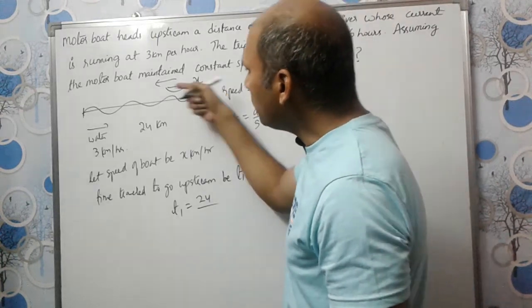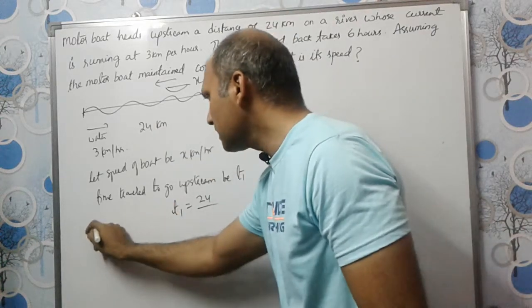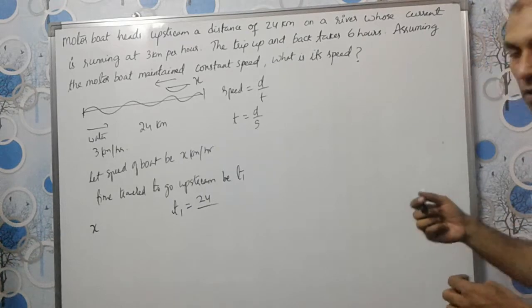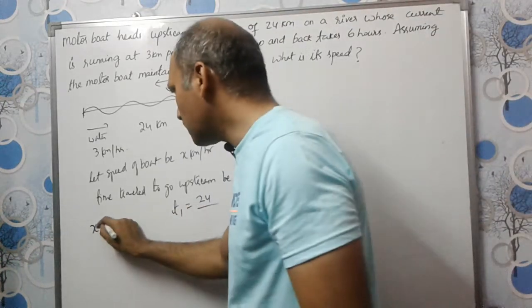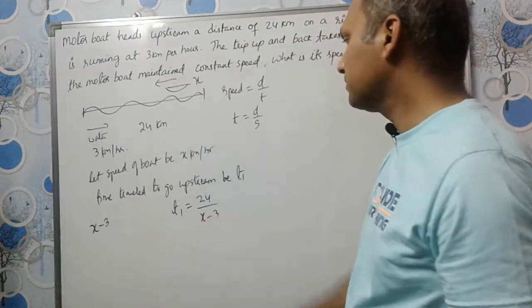Now it is going upstream. Speed of the water is 3. Speed of the boat is x. Speed of the water is 3. So upstream means, just now we have studied, we should subtract, right? So this will be x minus 3. So this speed is x minus 3.